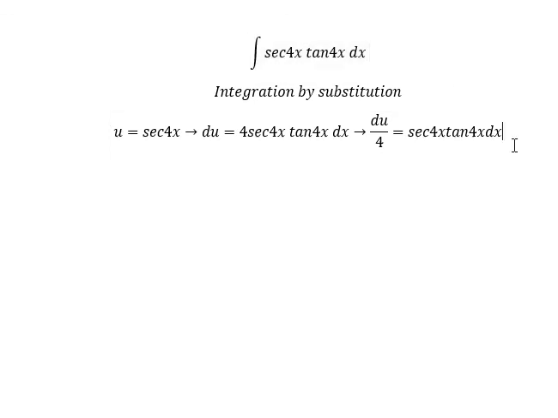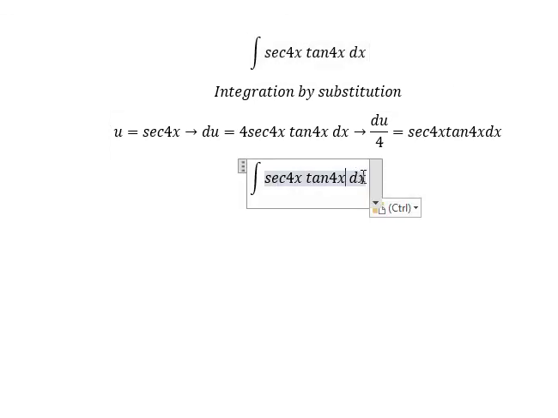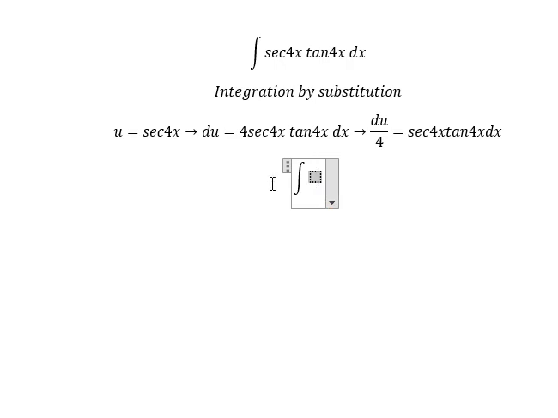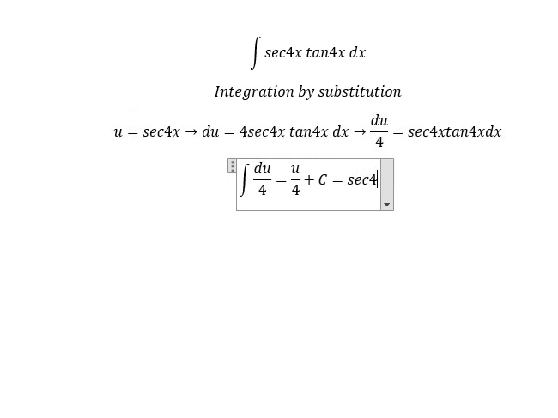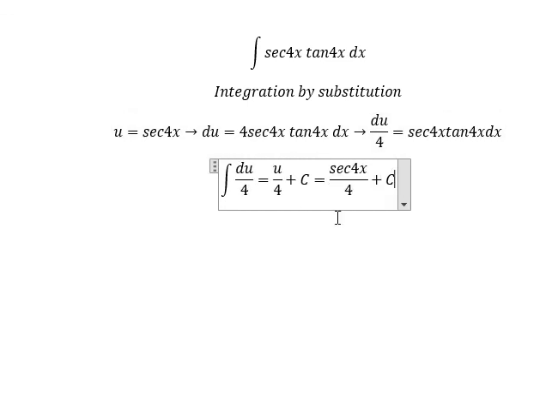So this one in here we change to du over 4. So this one we have u over 4 and we put plus C. For u, that's secant of 4x, so the answer is secant of 4x over 4 plus C. This is the end.